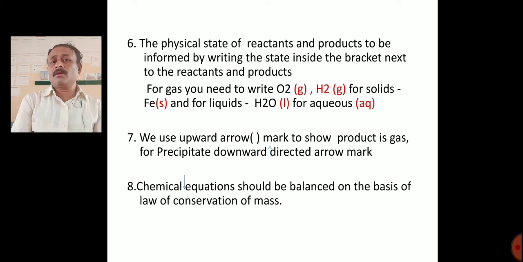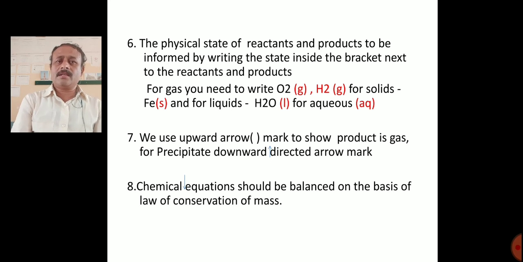And next, we use an upward arrow mark. The upward directed arrow mark we use to show the product is a gas. For example, Zn plus HCl gives ZnCl2 plus H2 gas, which is liberated, right. So, after this H2, instead of writing g, you can write an upward directed arrow mark. If you show the upward directed arrow mark, that is enough, that indicates that the liberated product is in gaseous state.